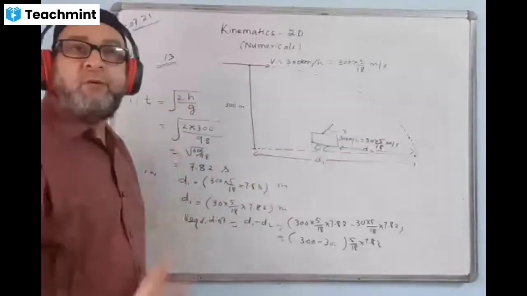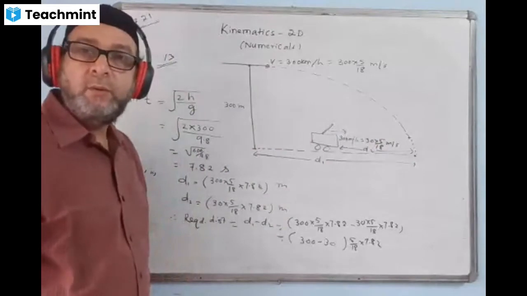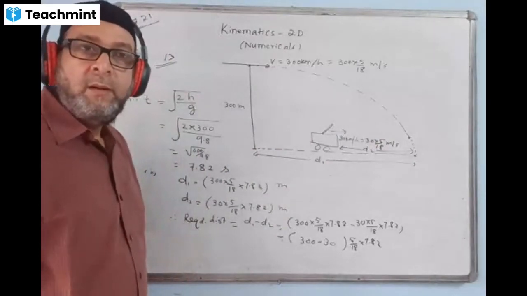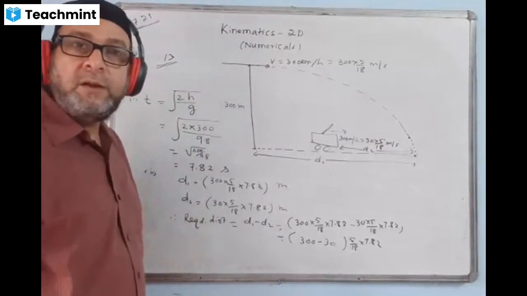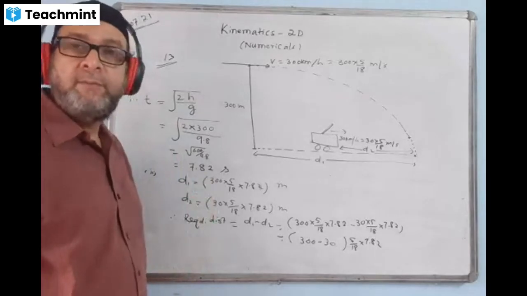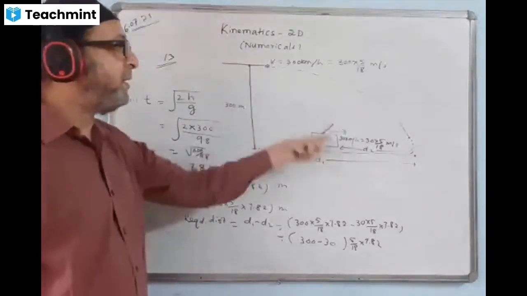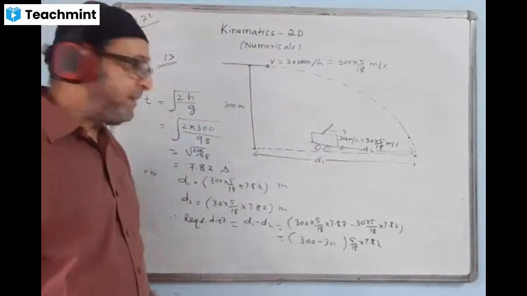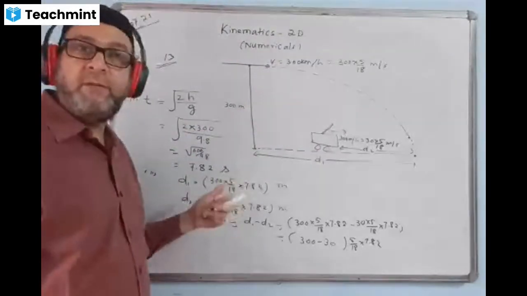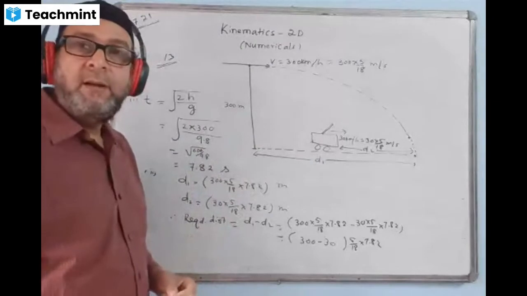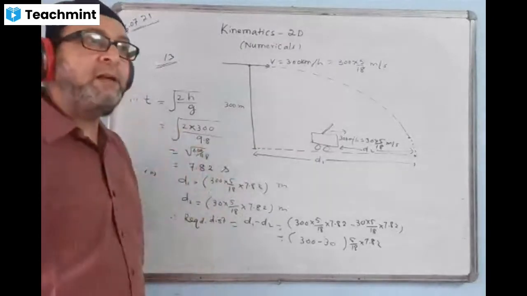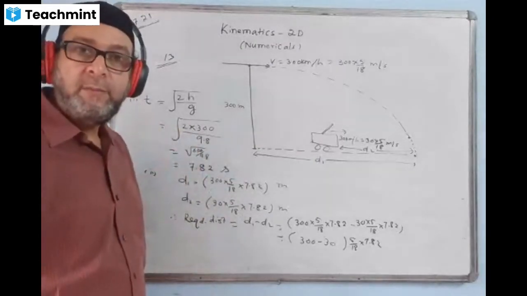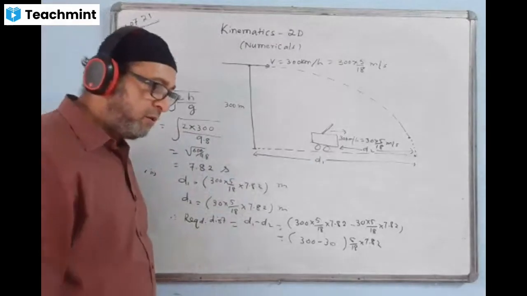This is a longer way of doing it, but we can do it this way also. Understood? The shorter way I showed before. When the two things are in the same direction, we will be subtracting their velocities for the relative motion, and when they are moving in the opposite direction, the relative velocity will be addition. Have you understood?